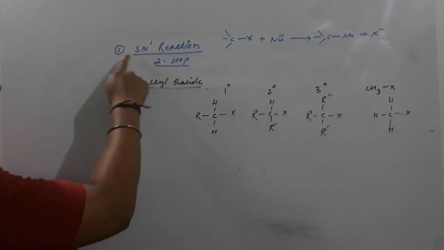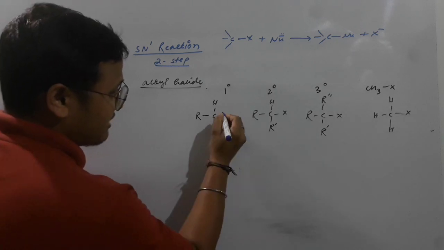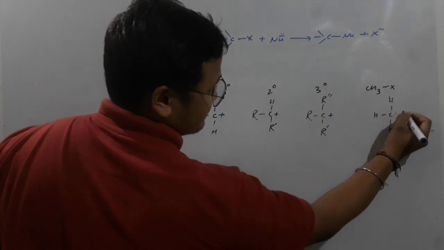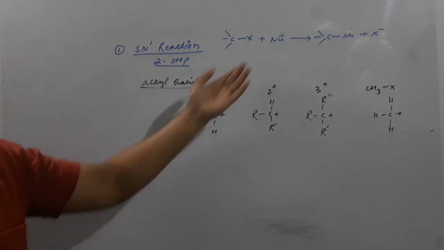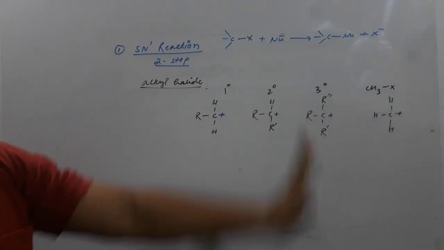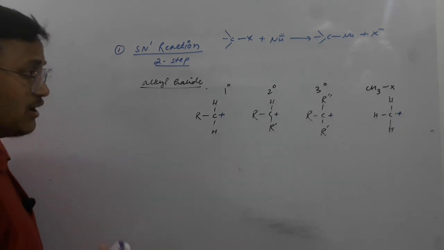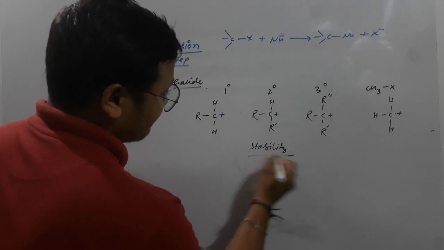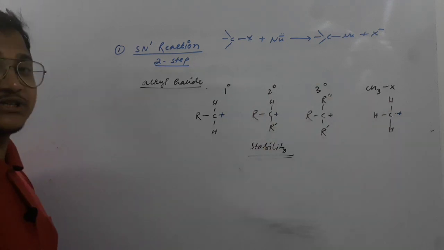Now look here. As we are talking about in the SN1 reaction, a carbocation will form, right? If the carbocation forms, this halogen will be removed, right? So we will have a positive charge here. Now, 1 degree will give you a 1 degree carbocation, likewise 2 degree will give 2 degree, 3 degree will give 3 degree, and methyl halide will give you a methyl carbocation. Now we have to look at their stability. Among these carbocations, which is most stable.